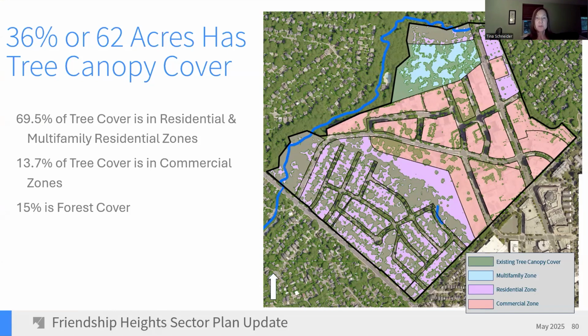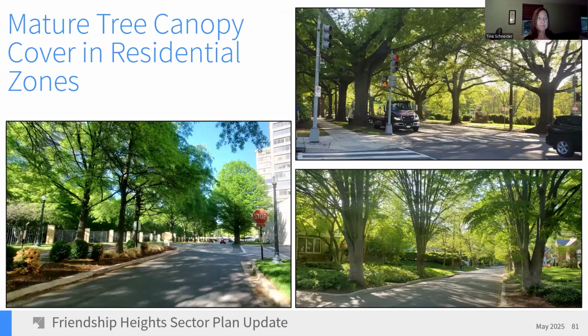So this map shows the planned area with a total tree canopy cover of 36% or 62 acres. Under the tree canopy cover, the underlining purple and blue areas indicate the residential and multifamily residential zones with nearly 70% of the total tree canopy cover. In contrast, the peach-colored area or the commercial zone contains only 13.7% canopy cover. Next. These images show a few trees with mature canopies contributing to the beauty and the shade and the cooler temperatures of the residential neighborhoods.